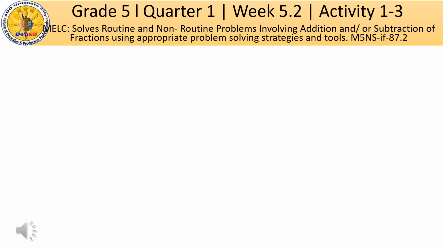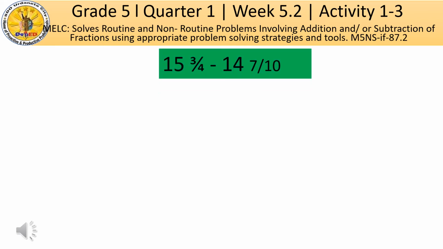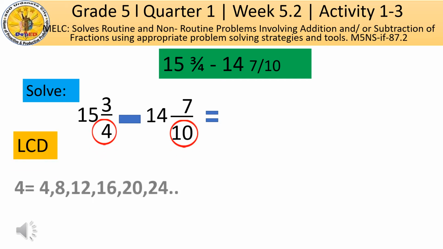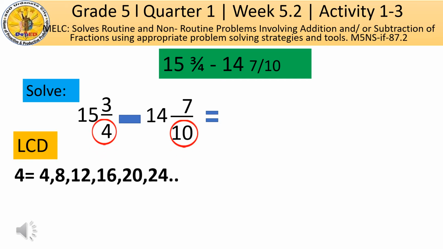Let us continue. 15 and 3/4 minus 14 and 7/10. But if we take a look at the denominators of both fractions, they are dissimilar. So we need first to get again the LCD of 4 and 10 before we subtract. We have 4, 4 plus 4 is 8, 8 plus 4 is 12, 12 plus 4 is 16, 16 plus 4 is 20, 20 plus 4 is 24, and so on and so forth.